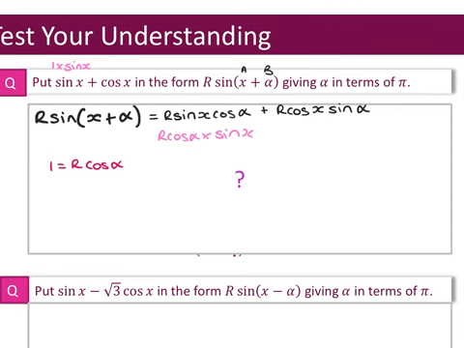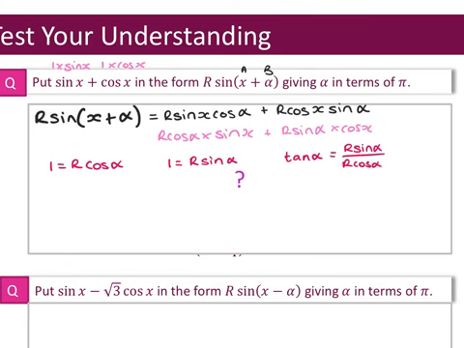And then similarly, we can apply the same principle to the other side. Here we have 1 times cos of x, and here we have r sine alpha times cos of x. If we compare coefficients, the coefficient of cos of x is 1, so that must mean that r sine alpha must equal 1. So then we have 1 equals r sine alpha. That means that tan alpha equals r sine alpha over r cos alpha, which in this case is 1 over 1. So tan alpha equals 1.